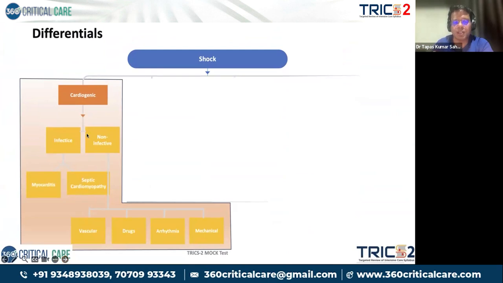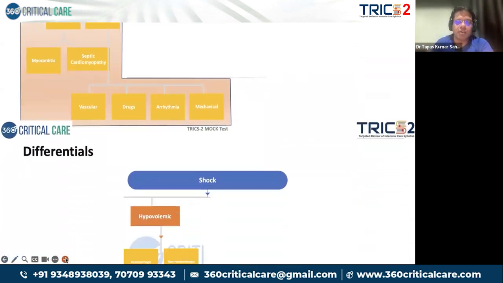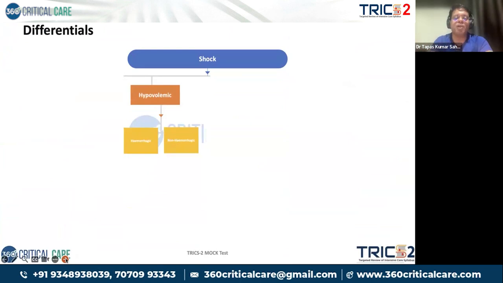Now, cardiogenic can be infective or non-infective. In the infective, it can be myocarditis or septic cardiomyopathy. In the non-infective, as you see here, it can be vascular, drugs, arrhythmia, or a mechanical cause, maybe in terms of HOCM or cardiac tamponade, something like that. Then there is another cause, which is hypovolemic, which is straightforward: hemorrhagic and non-hemorrhagic.